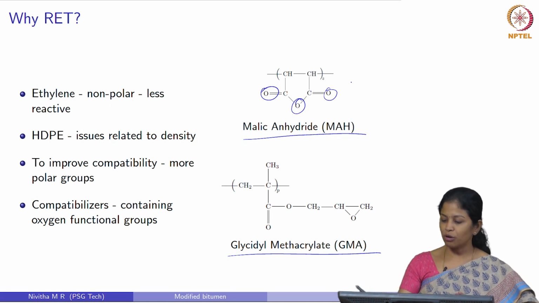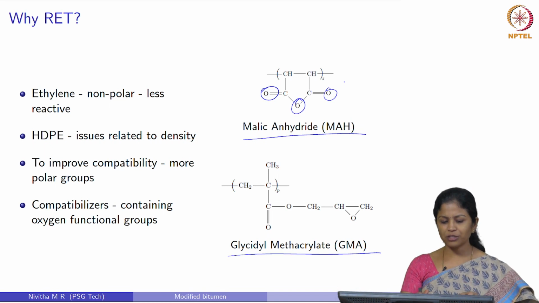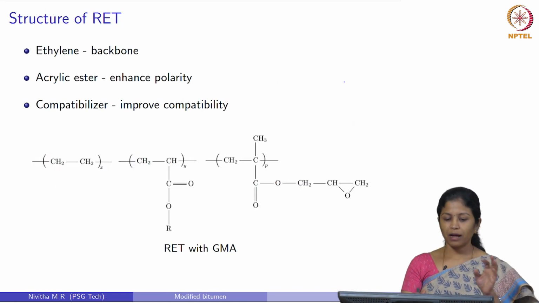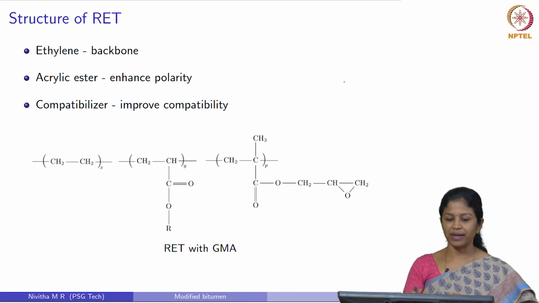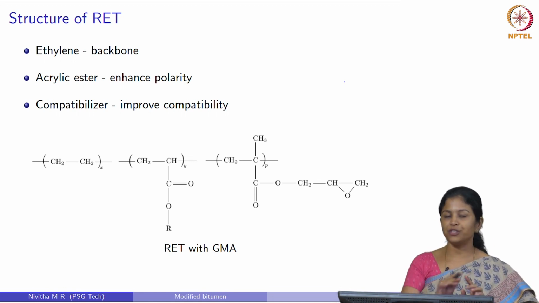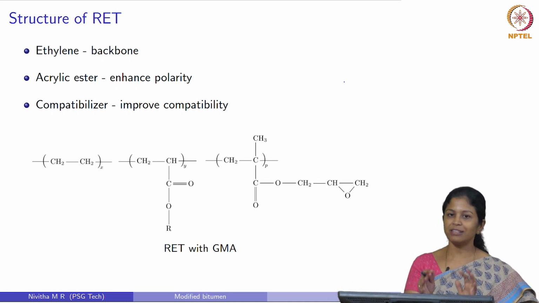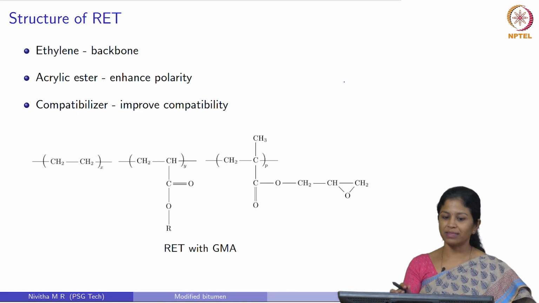So, these two components, or either of these components, are attached to this ethylene chain and it forms a reactive ethylene terpolymer. So, let us look into how the structure of RET is defined. We have three components here. One is an ethylene component which forms a backbone. So, we are trying to only modify ethylene. Ethylene still remains as a backbone for this type of modifier. So, we have an ethylene backbone.